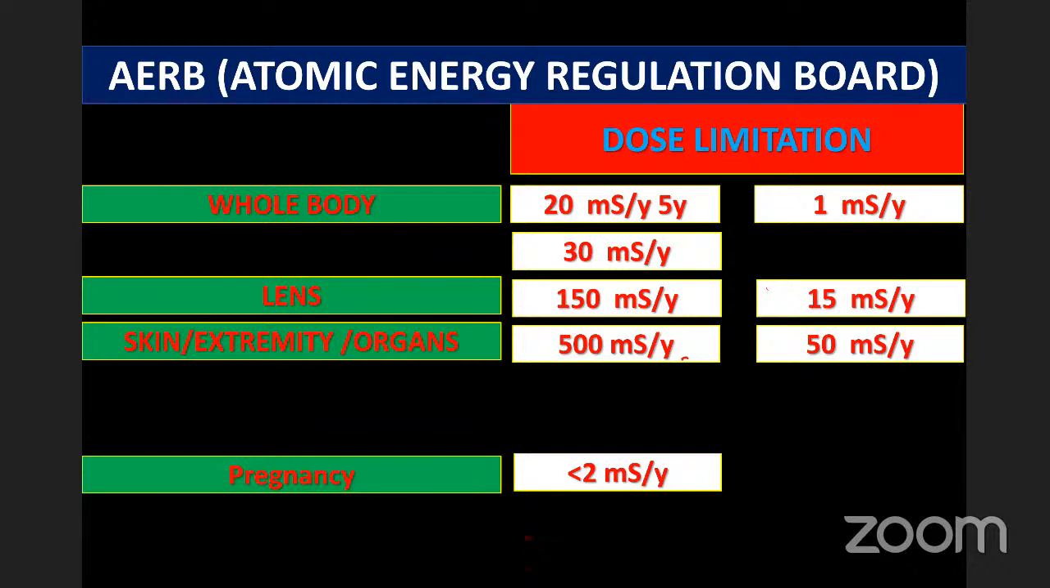For the whole body, 20 millisieverts per year for 5 years is allowed, and for the general public it is 1. Only here remember the general public, and you can understand that later. That is, 20 cumulative is fine, 30 per year is not allowed. Other than that, 150 for the lens is allowed, and for the general public 1/10 of it. 500 for organs is allowed, and 1/10 of it, that is 50, is for the general public. This is very important. They'll ask you this.